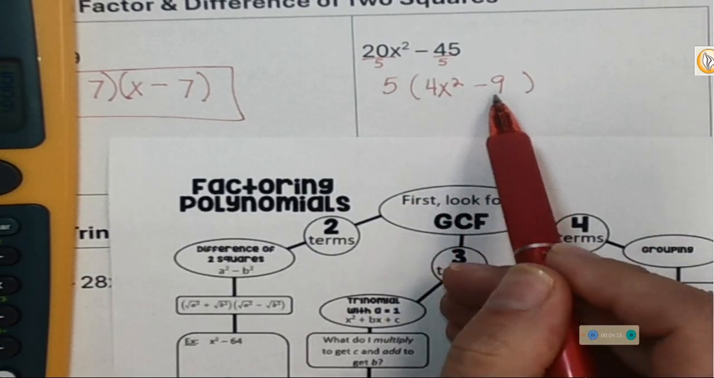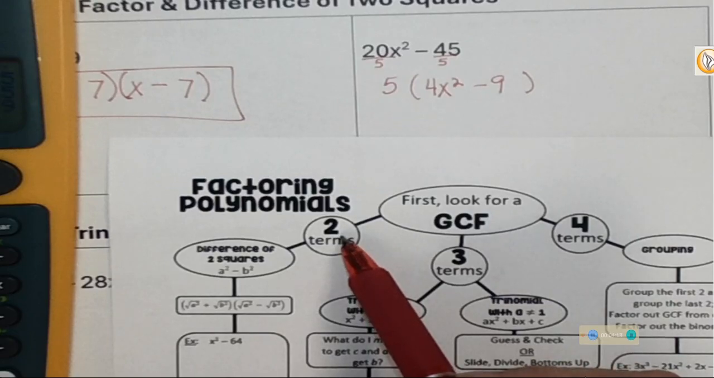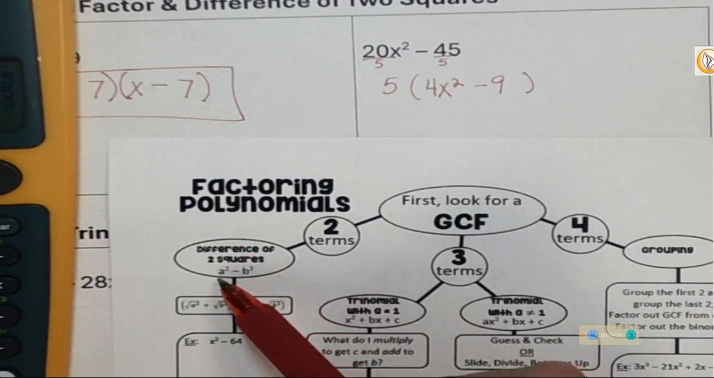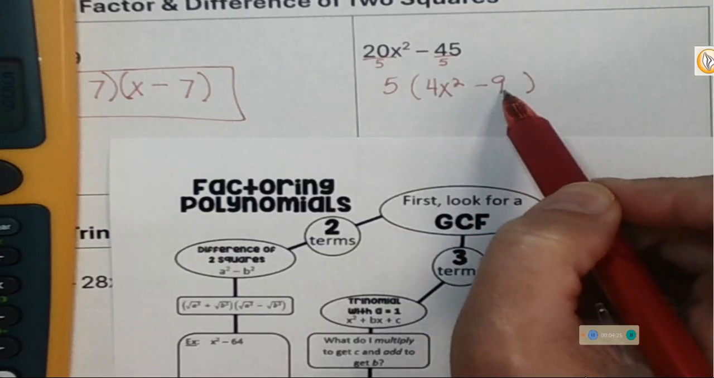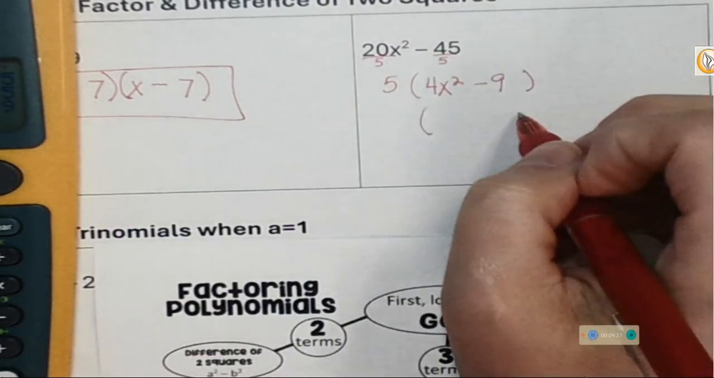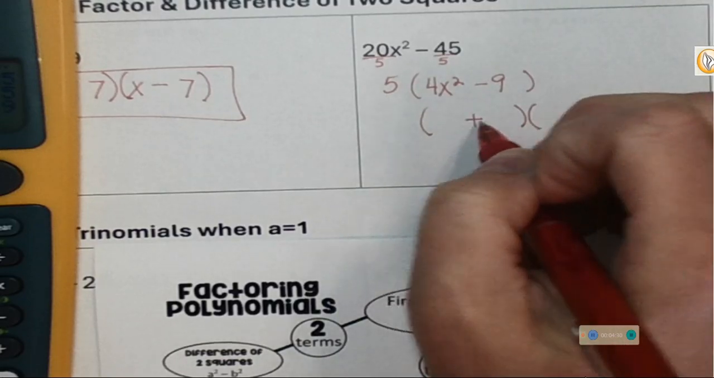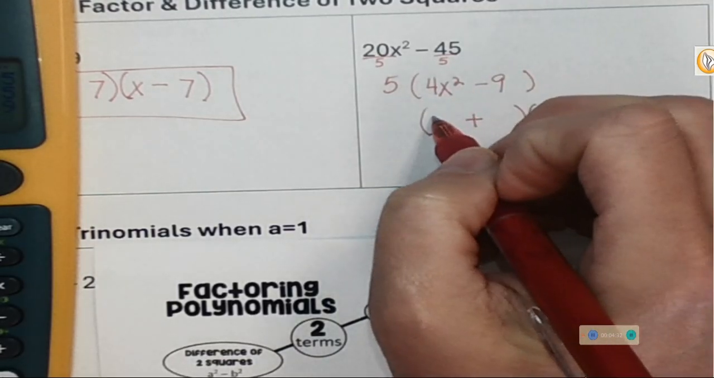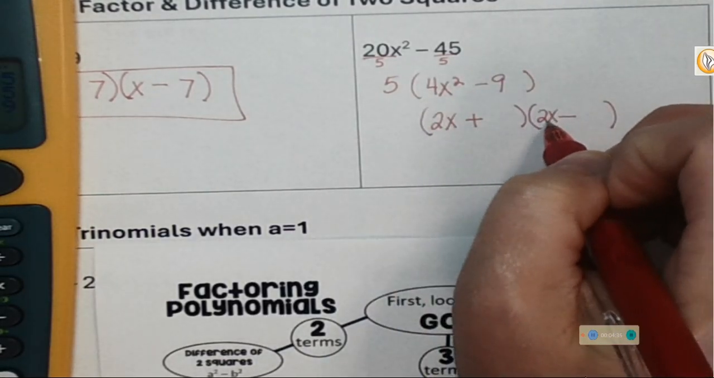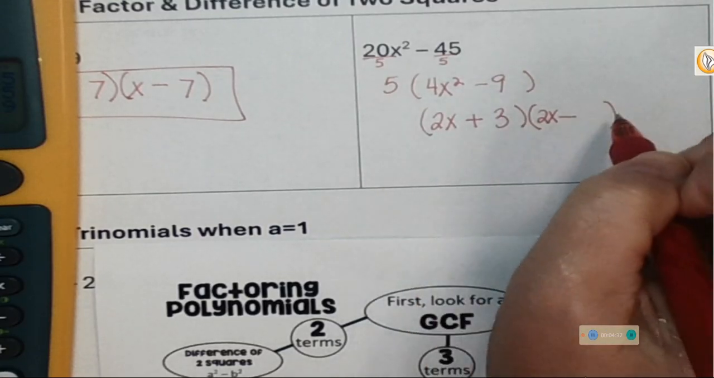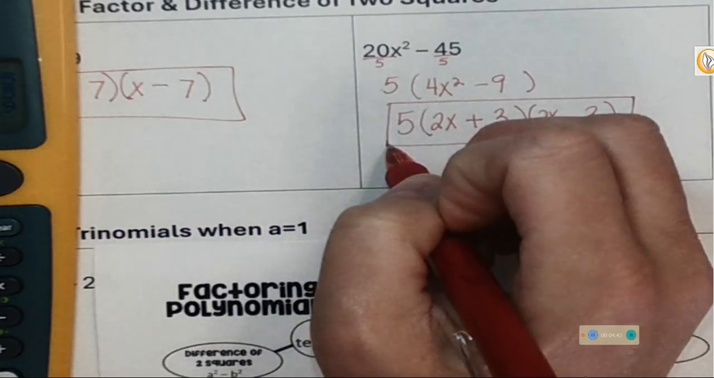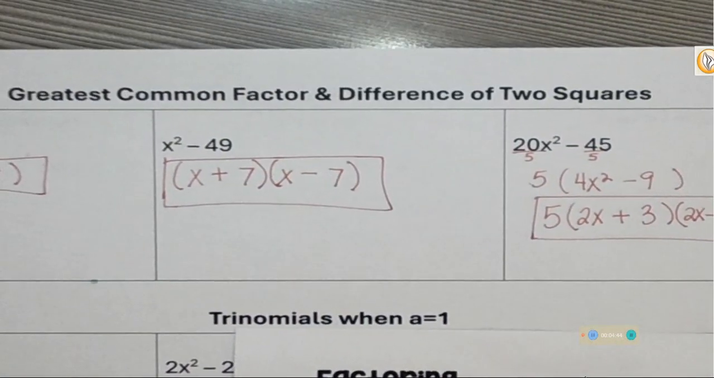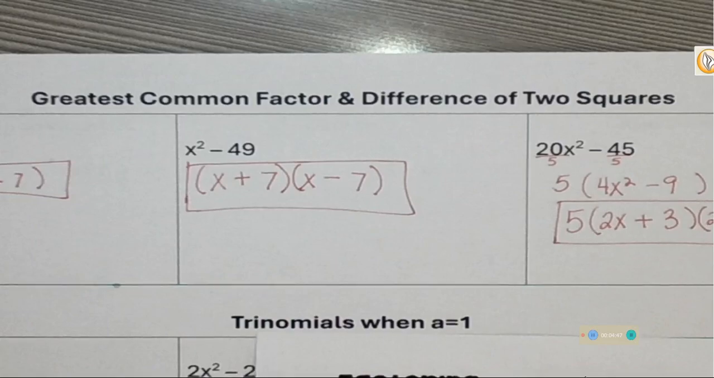Now I have to look at what's left in my parentheses. I have 2 terms. So I need to ask myself, is this a difference of 2 squares? Difference means subtract. 4 is a perfect square and so is 9. So this will continue to factor. A difference of 2 squares has 1 plus, 1 minus. 2x times 2x gives me 4x squared. And the square root of 9 is 3. But don't forget to bring down your greatest common factor. That is your refresher on how to factor greatest common factor out and a difference of 2 squares.